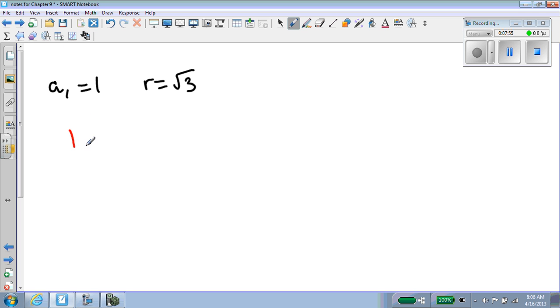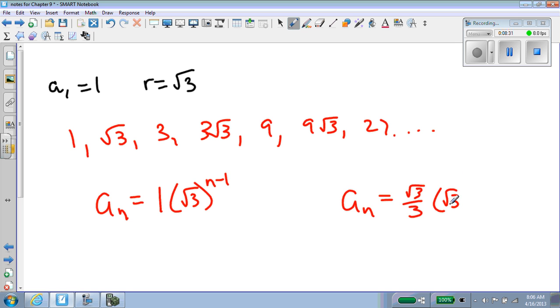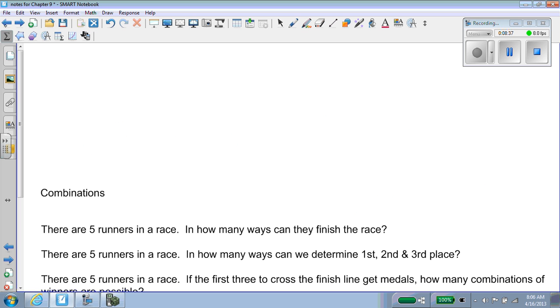These terms would be 1, square root of 3, 3, 3 square root of 3, 9, 9 square root of 3, 27, etc. I'm continually multiplying by the square root of 3. A sub n is equal to 1 times the square root of 3 to the n minus 1 power, or a sub n is equal to 1 divided by the square root of 3, so root 3 over 3 times the square root of 3 to the nth power. Okay, that's it.